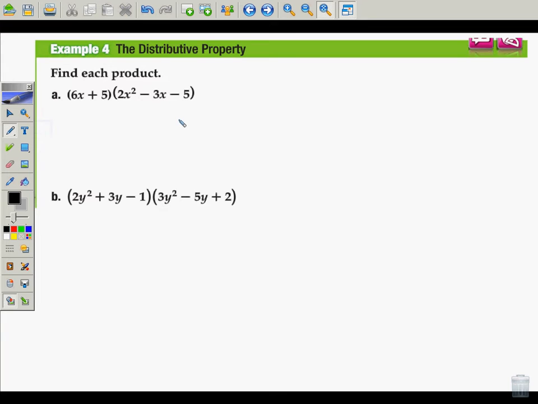So what we talked about so far, you can only use FOIL when? When can you use FOIL? When you have a binomial times a binomial. Notice, I don't have a binomial times a binomial, so I am not going to be able to use FOIL. But luckily, there's something we've done before that will actually make this a little bit easier. We are going to end up distributing each part of my binomial to each part of the trinomial.